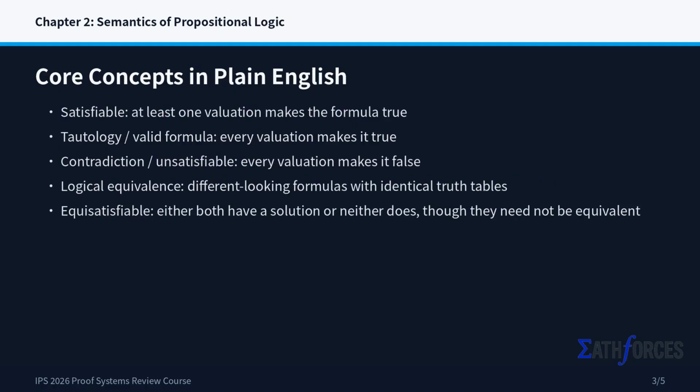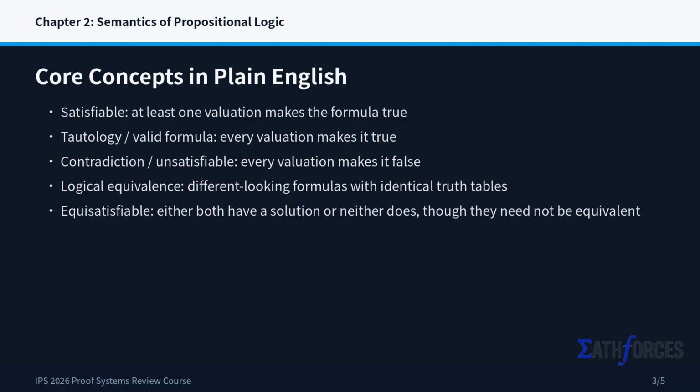With truth values in hand, we can define the central concepts. A formula is satisfiable if at least one valuation makes it true. It is a tautology if every valuation makes it true. It is a contradiction if every valuation makes it false. Two formulas are logically equivalent if they have the same truth table. Two formulas are equisatisfiable if either both have a satisfying assignment or neither has one, even if their truth tables are not identical.